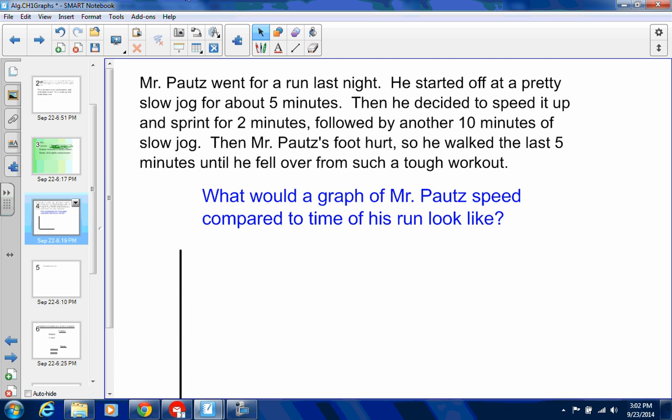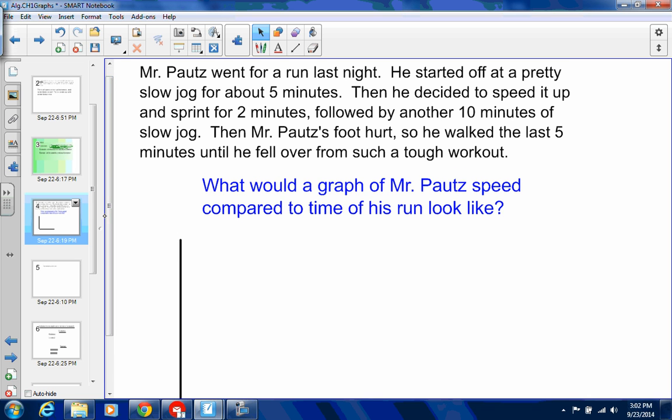We want to be able to graph a function. So Mr. Pouts went for a run last night. He started off pretty slow, going for about 5 minutes, and we'll say that was about, I don't know, 5 miles per hour.